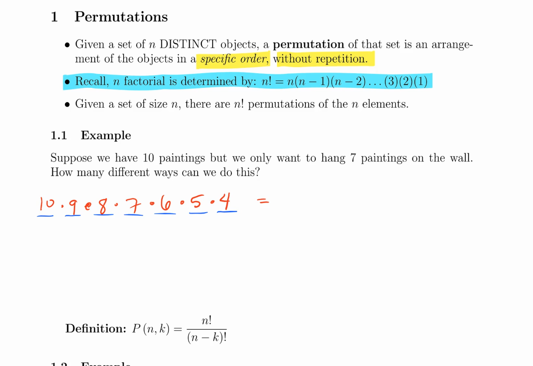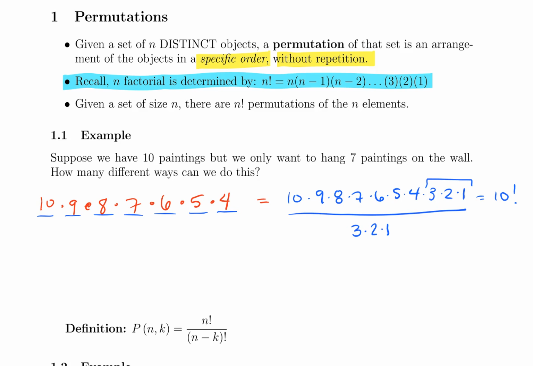So if we were to write this as 10 factorial, so 10 times 9 times 8 times 7 times 6 times 5 times 4 times 3 times 2 times 1, what we did is we divided out by everything after 4. So we divided out by 3 times 2 times 1. So what we had was 10 factorial in the numerator divided by 3 factorial in the denominator.